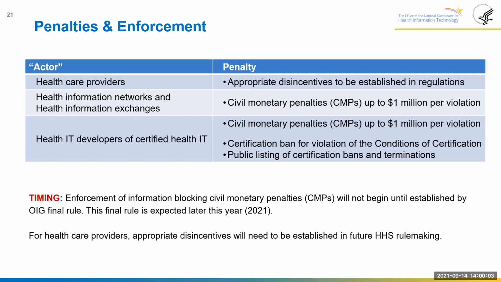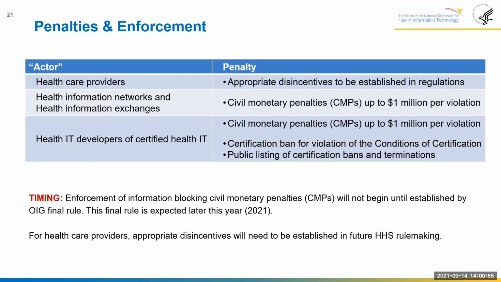For other information blocking actors, the networks and exchanges, and the health IT developers of certified health IT, the statute itself, the Cures Act, authorized civil monetary penalties up to $1 million per violation under OIG's enforcement authority. Under ONC's separate parallel authority, a developer who participates in the program, if they violate the conditions of certification, which include don't information block, can get a certification ban. And we publicly list certification bans as well as terminations of certification of products.